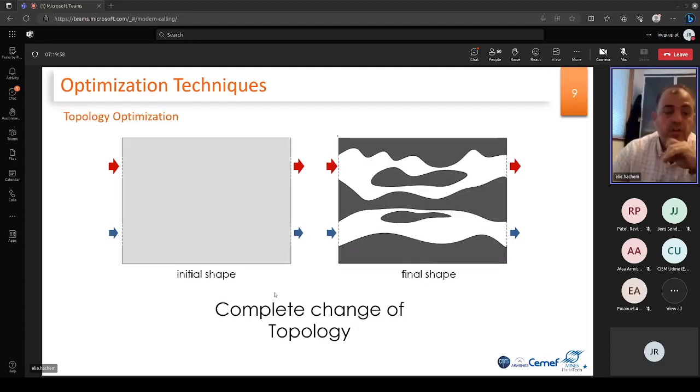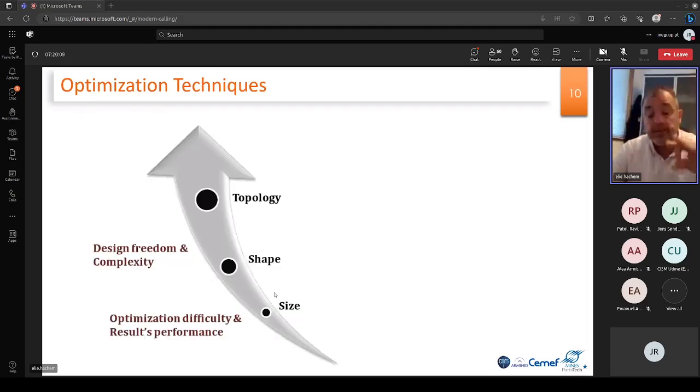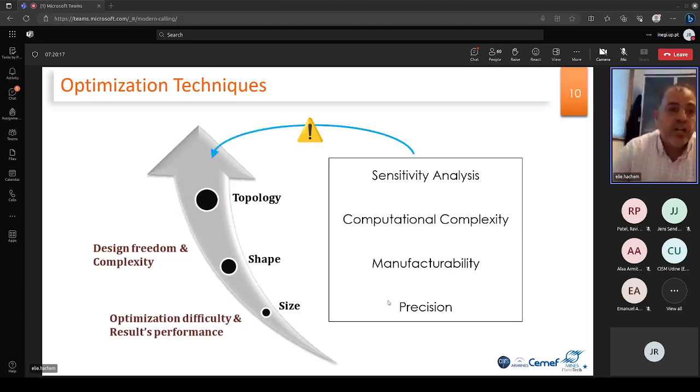It's when you change the topology completely, you come from an initial shape and obtain a final shape completely different from what you have. And this is where we are going. But bear in mind that it depends on the approach that you are using. You can increase the computational cost, even the complexity of the algorithm. And you're going to ask questions about sensitivity analysis, computational time, as we said, and manufacturability. That means, when we design this piece, can we fabricate it? And its precision. So I'm going to push forward until there so you can see all the details.